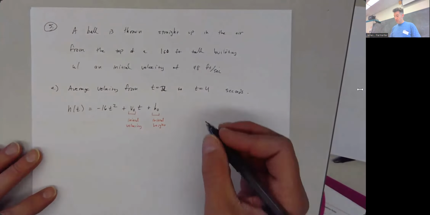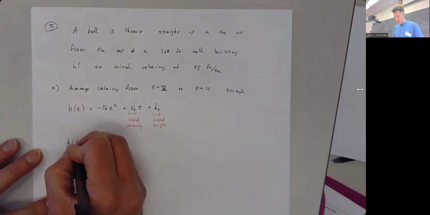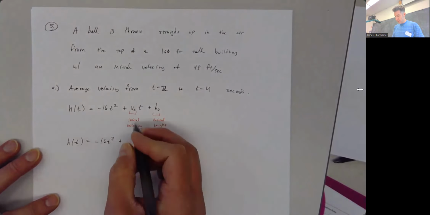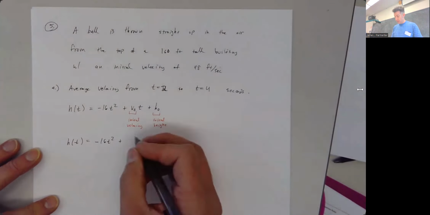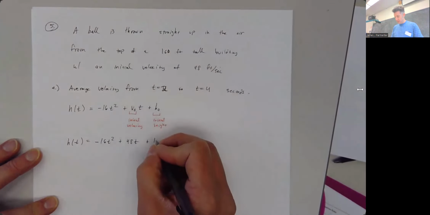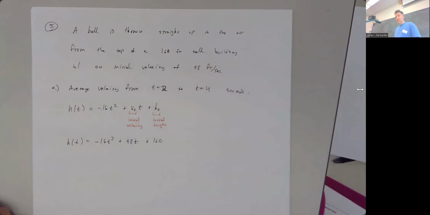So in our particular situation here, the height at time t is given by negative 16t squared plus v naught, which was 48 feet per second, times t, plus h naught, which was 160. So I want to find the average velocity, or in other words, the average rate of change of position, right? Because that's all the average velocity is. It's just how much distance you've covered over how much time has elapsed.